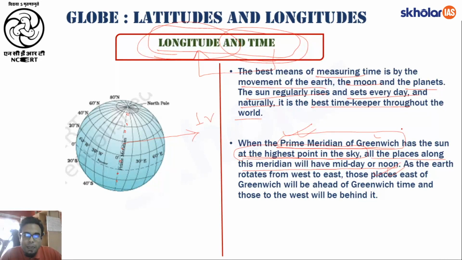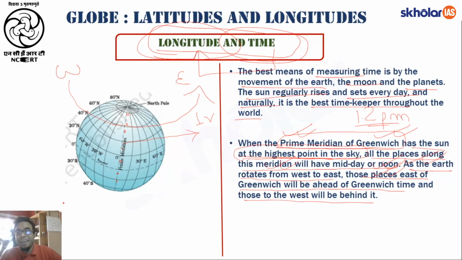So when the prime meridian of Greenwich has the sun at its highest point, meaning perpendicular, all the places along this meridian, irrespective of the latitude, will have 12 p.m. when the sun is perpendicular to it. So as the earth rotates from west to east, those places east of Greenwich will be ahead of the Greenwich time, and those to the west will be behind it, right?